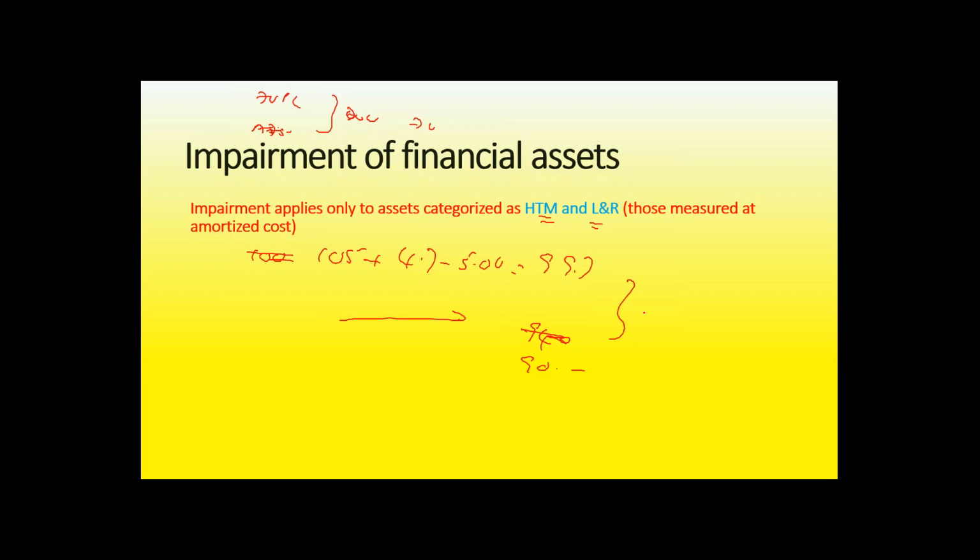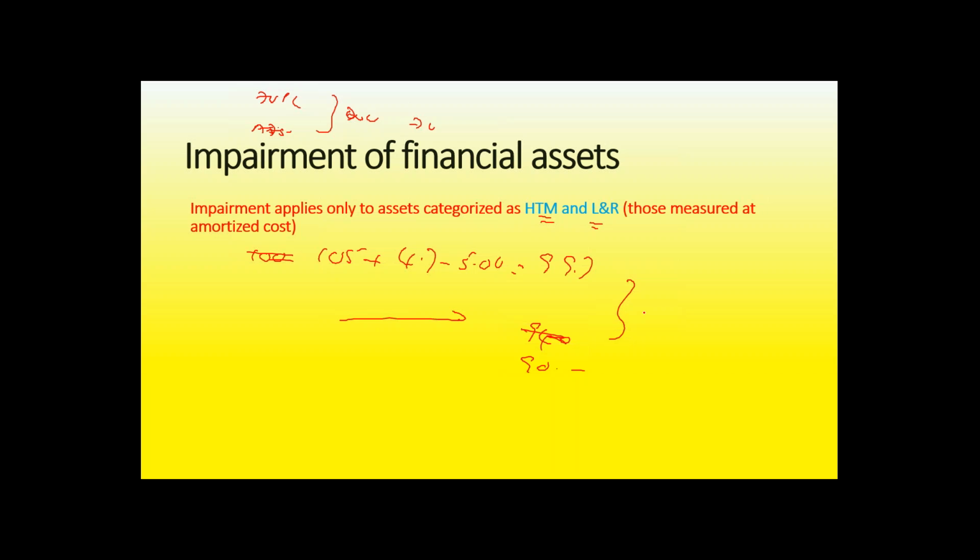Now assume a loan. You have given me a loan of 100, and you have to incur a 5,000 transaction cost. You showed it as 105, and at the end of the first year you took credit of 4.7, and I paid you 5, and you show it at 99.7. Now you find that between January and March I have gone bankrupt, and you are not going to recover 99.7. The liquidator of my company says you will only get 90. So that is what we call impairment.